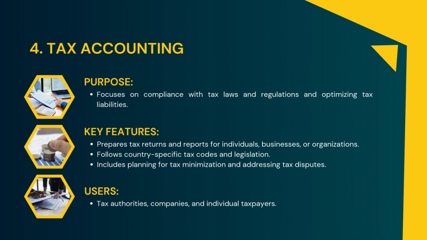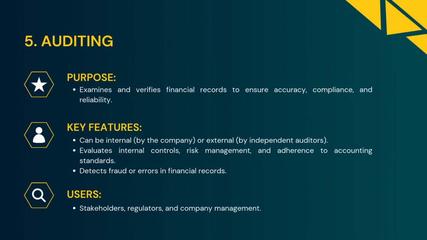Follows country-specific tax codes and legislation. It is mainly for tax authorities, companies, and individual taxpayers. Number 5. Auditing. The purpose of auditing is to examine and verify financial records to ensure accuracy, compliance, and reliability. Its key features are to evaluate internal controls, risk management, and adherence to accounting standards.